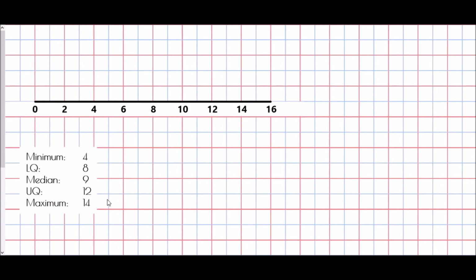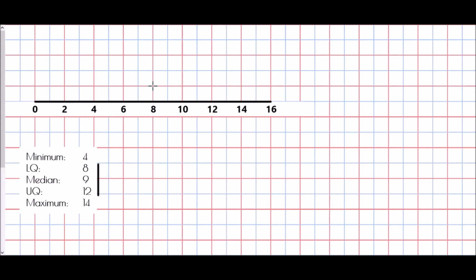Now, the reason I've only got those 5 pieces of data is because the 5 values are the only 5 that I'm required to draw a box plot. So I'm going to begin here in the centre with the lower quartile, the median and the upper quartile. And what I'm going to do is I'm going to draw a line for each one.